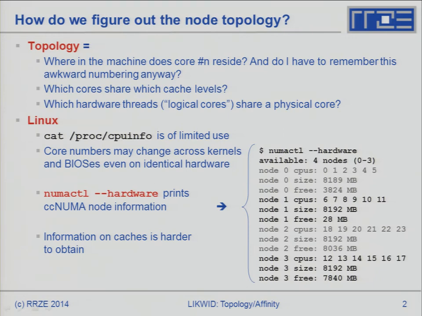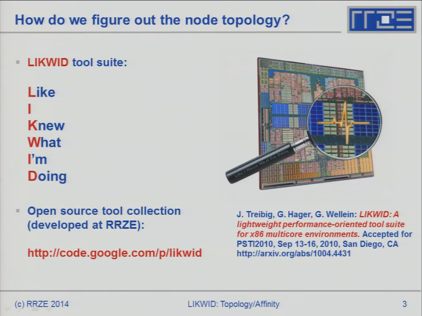It's harder to obtain information on the caches. So how large are the caches? What's their associativity level? Things like that. There's no ready-made tool that gives you this information. And that's why at Erlangen we have developed the LIKWID tool suite. LIKWID stands for "Like I Knew What I'm Doing", expressing the fact that you know what you're doing if you employ this tool suite. It's open source. You can download it from Google Code. There was a paper describing the main features. You can read about the gory details.